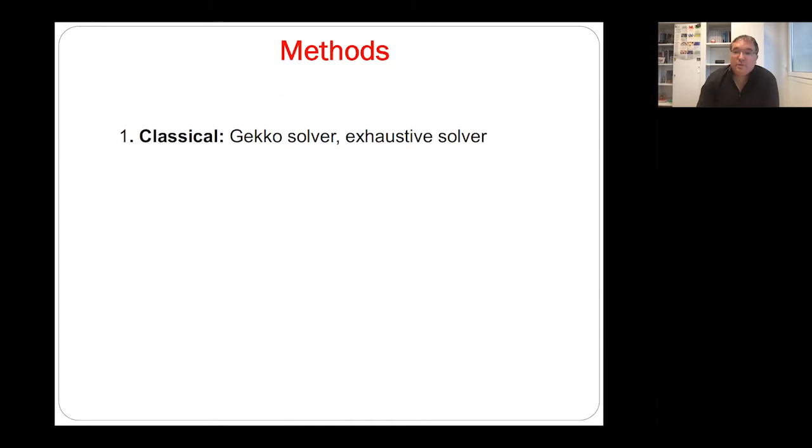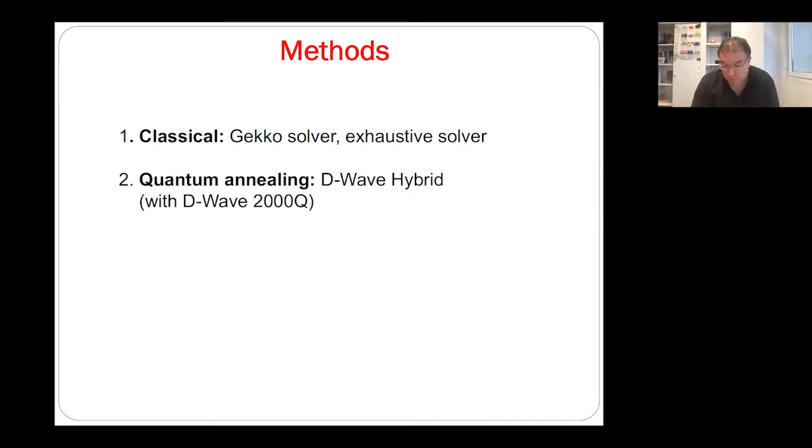Okay, so here are the methods that we are going to be using. First, some classical methods. I'm pretty sure that there are much better options than this, but this is what we tried. We tried Gekko, which is a library of optimization solvers for Python, and also an exhaustive solver. Exhaustive means brute force. Let's look for all the possible configurations and find the best one exhaustively, brute force search.